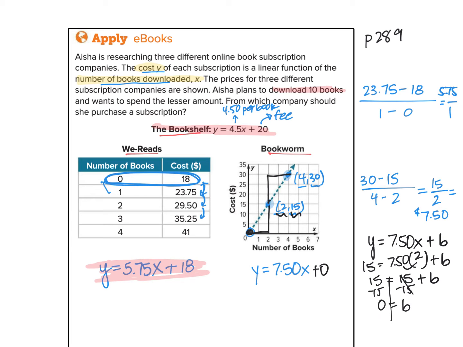I end up with b equals 0. So no matter how I did it, that's what I got. So it looks like Bookworm doesn't have any fee. They just charge $7.50 per book.